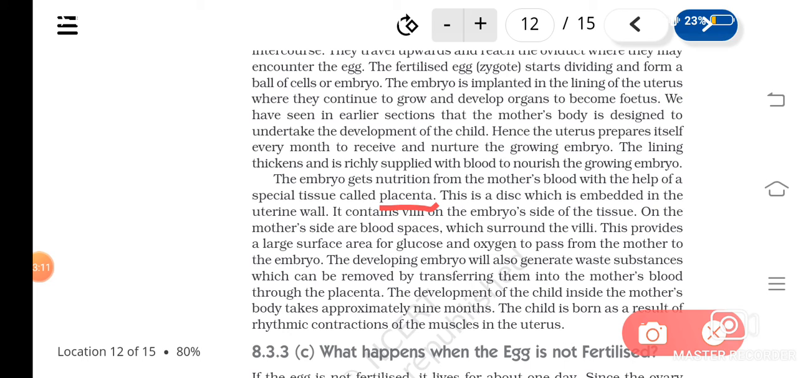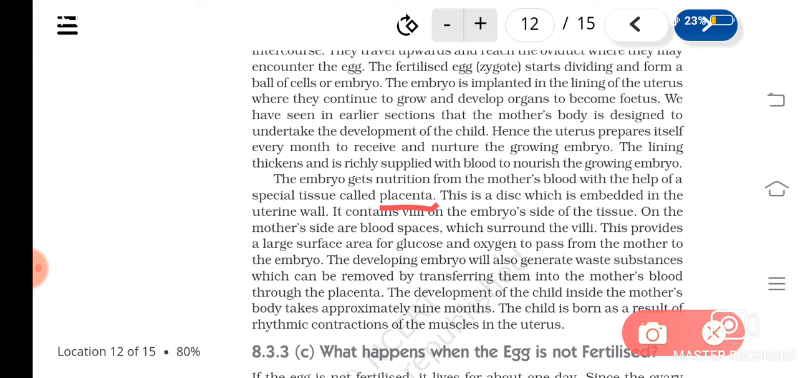So it's a disc shaped structure, which is embedded in the uterine wall. Understood? And it contains villi. Villi are what? Finger like projections on the embryo side, and also from the mother side. Understood? So placenta contains the tissues from both the mother and the child or baby. Then the mother side consists of what? Blood spaces, which surround the villi.